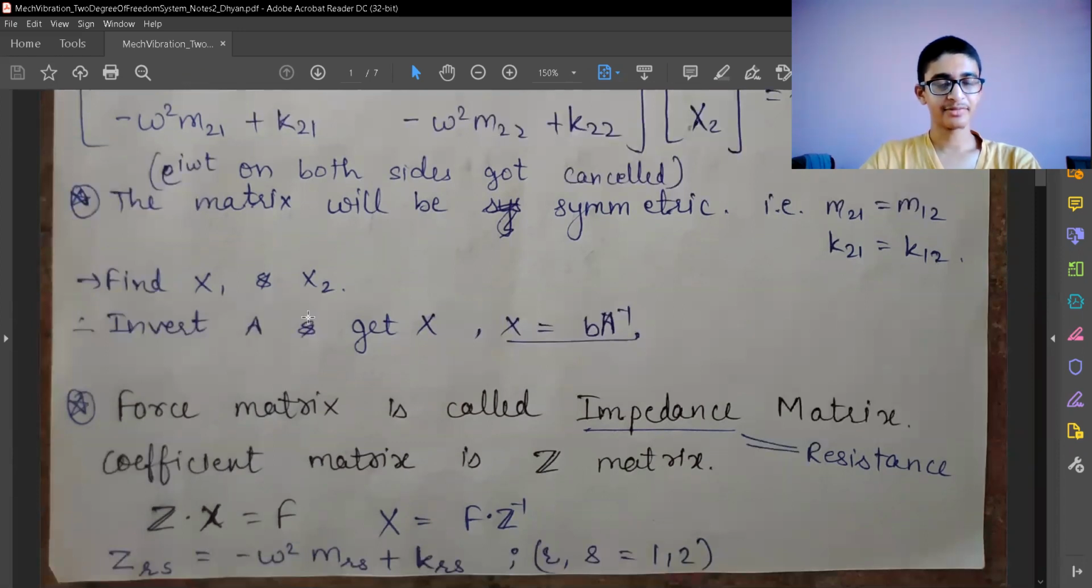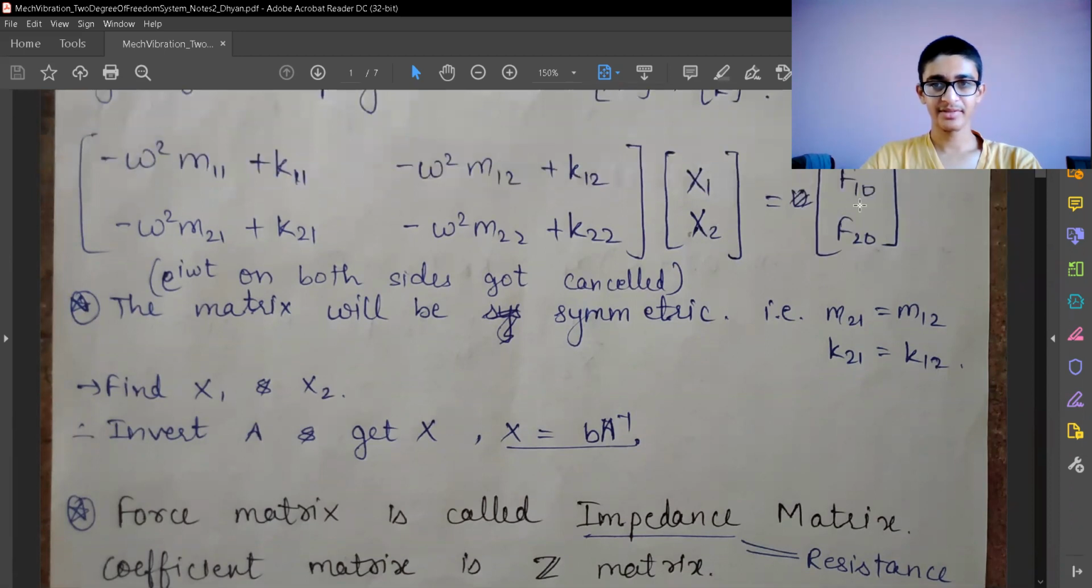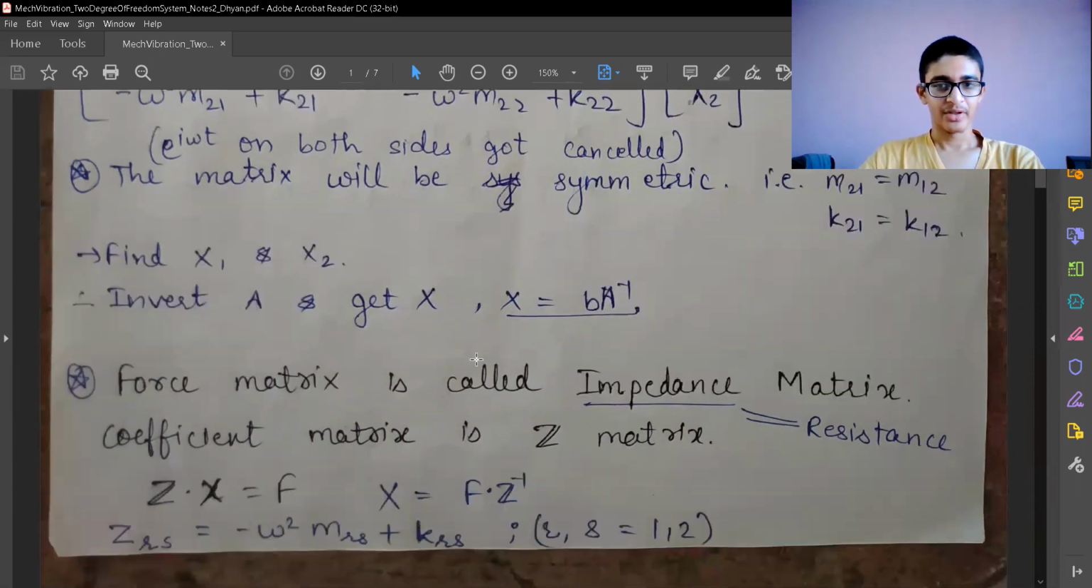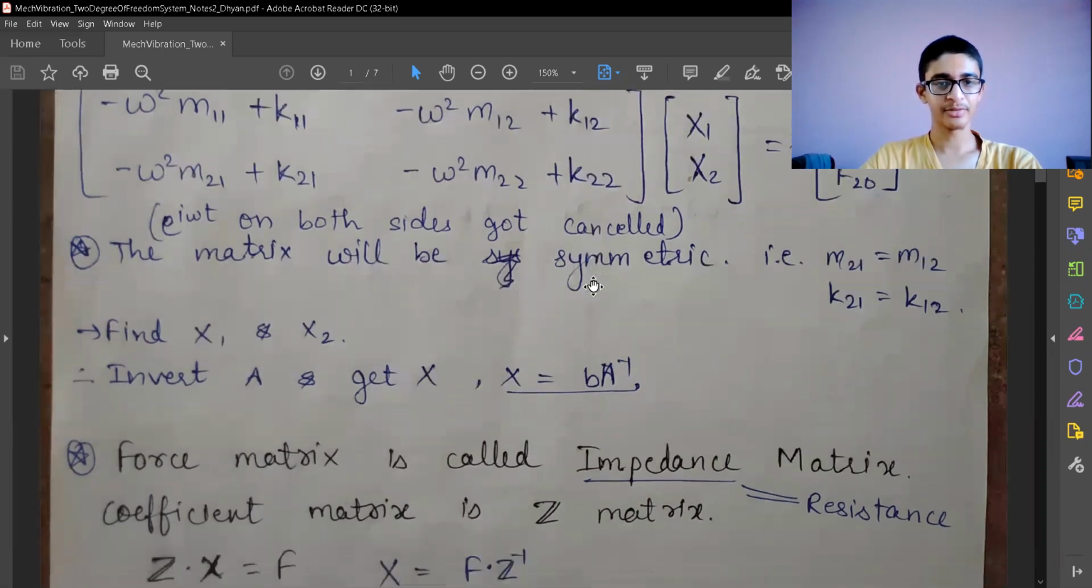So we need to find X1 and X2. We can directly invert this matrix because this is non-zero. We'll invert this matrix, and the inverted matrix goes to the other side. Then do the matrix multiplication and get the values of X1 and X2 directly. So that's all. This procedure is much simpler because over here we have non-zero values in the right hand side, so we can directly do that.